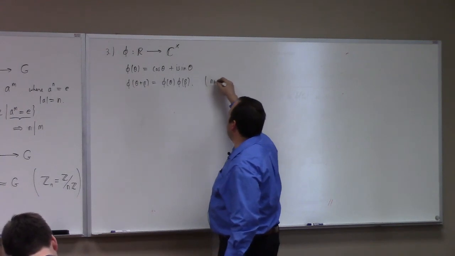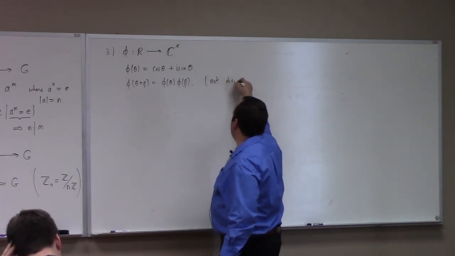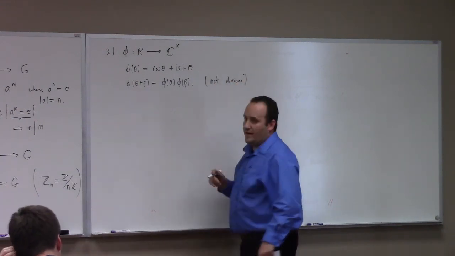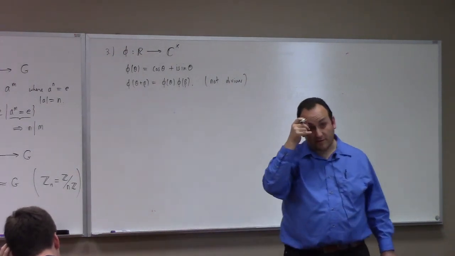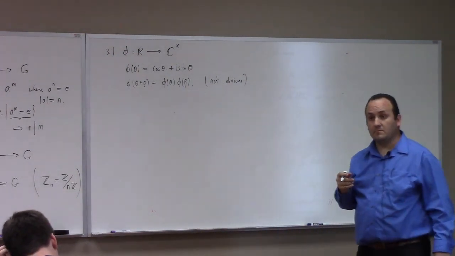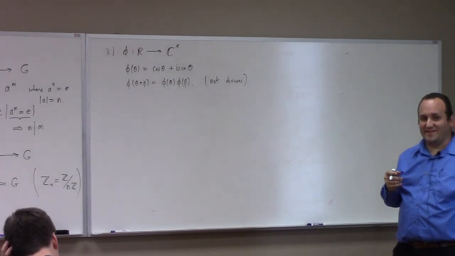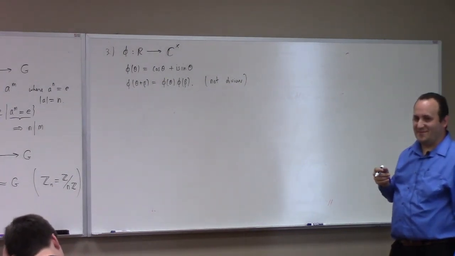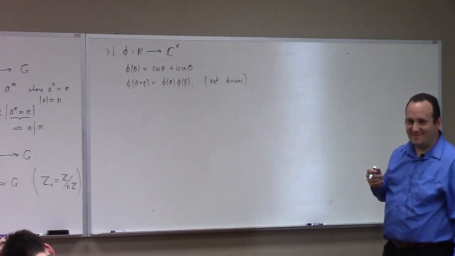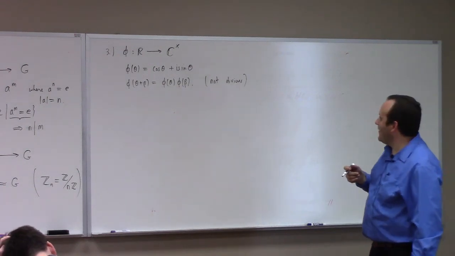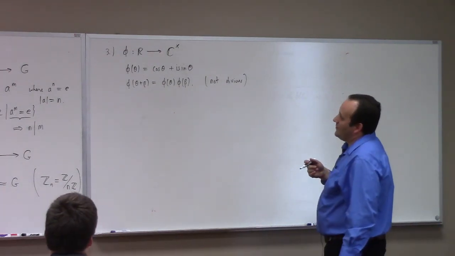This is not entirely obvious. You have to use the adding angles formulas for sine and cosine to derive that. All right? That was almost on your first test. But then I got rid of it. But I like that problem.